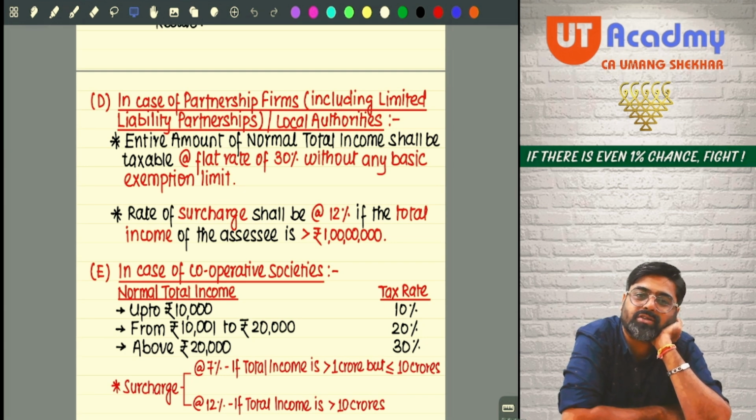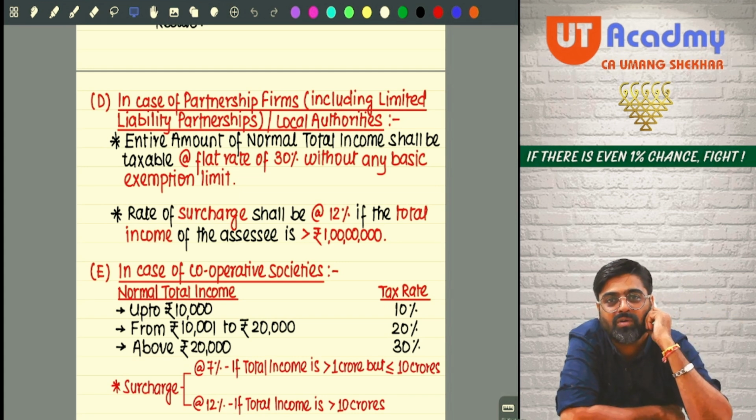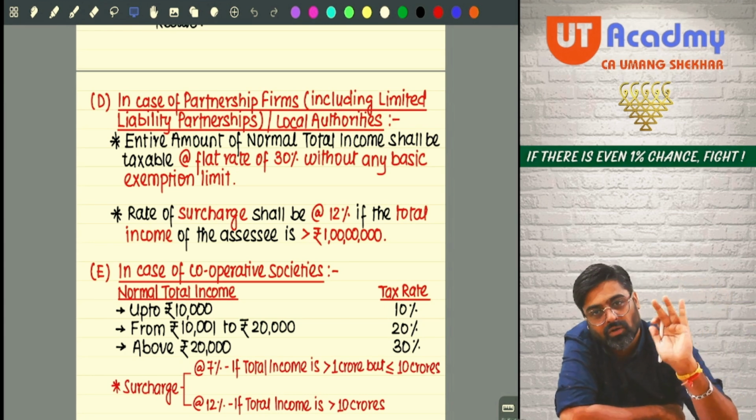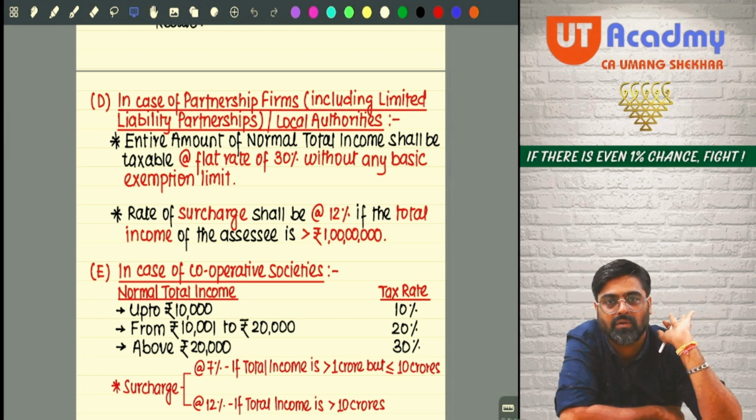Sir, higher rate of surcharge is not applicable on these taxes, sir. You said, achha, that was applicable only if you calculate taxes for individual, HUF, AOP, BOI and AJP, where there was higher rate of surcharge applicable. Here only one rate of surcharge is there, 12%, and that too only when total income exceeds 1 crore. So entire tax, either special tax or normal tax, apply 12%, that's it. Got it? This is very easy.